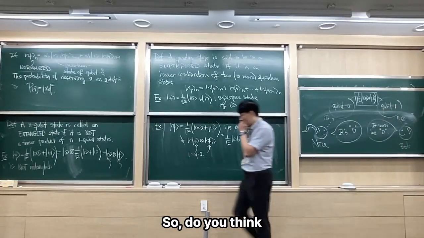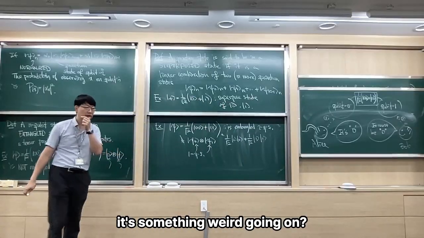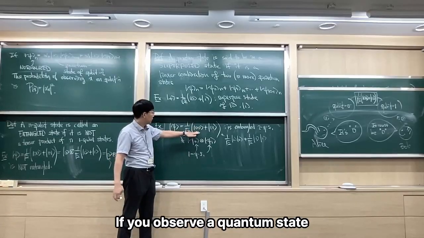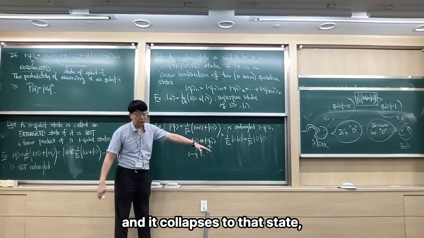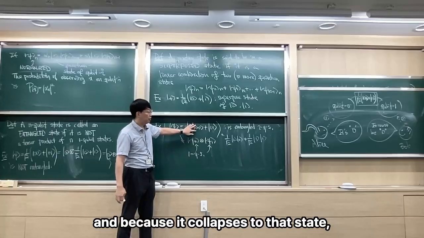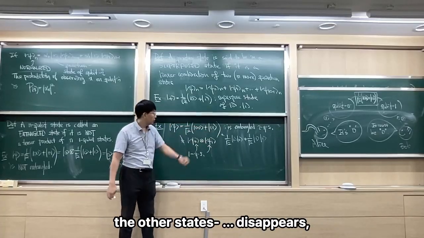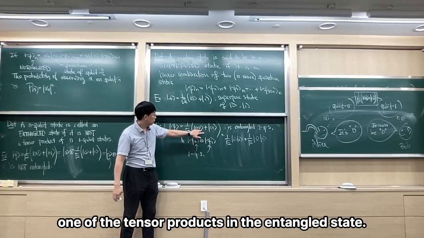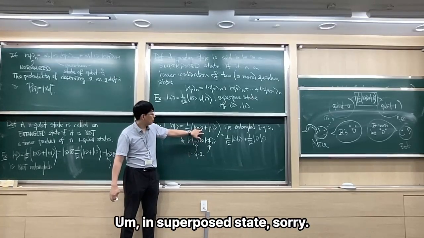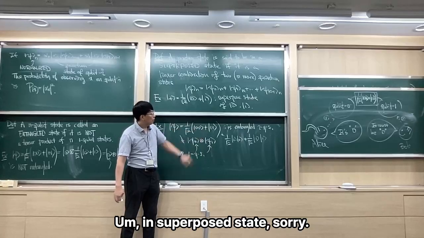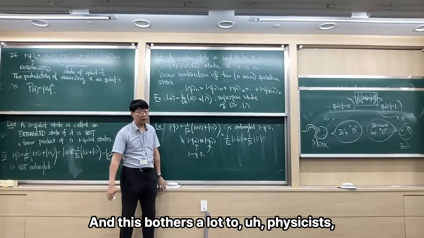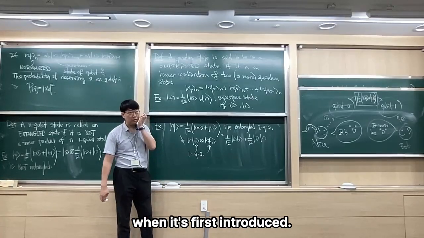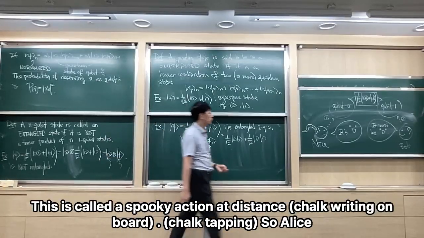So do you think something weird is going on? In the mathematical setting, nothing is weird because we have Born's rule. If you observe a quantum state, it collapses to that state, and because it collapses, the other state disappears. So the other qubit must be fixed into one of the tensor products in the superposed state. And this bothered a lot of physicists, including Einstein, when it was first introduced. You probably have heard about this. It is called spooky action at a distance.